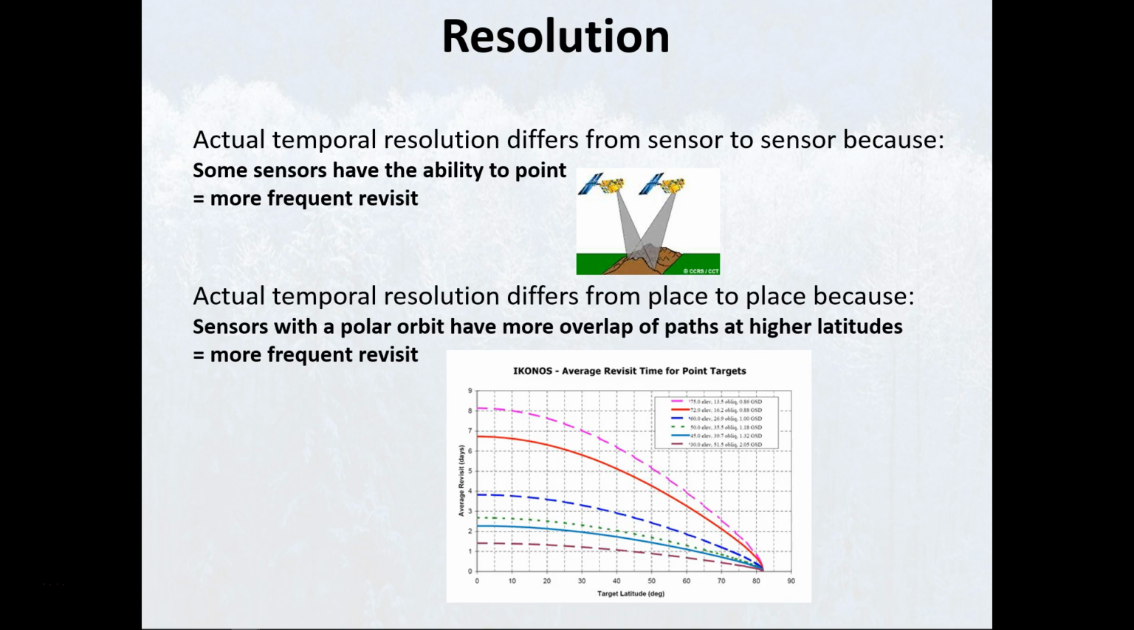Another thing that affects temporal resolution of a sensor is latitude. Sensors that have a polar orbit will have overlap of paths at higher latitudes, so those higher latitudes will get more frequent revisits than lower latitudes. With temporal resolution, it's really again a matter of choosing the sensor and thus the imagery that fits your objectives. If you need a high temporal resolution, obviously you might want to look at satellites. If you need high resolution imagery and not a lot of temporal resolution, perhaps you look at aerial imagery, for example.